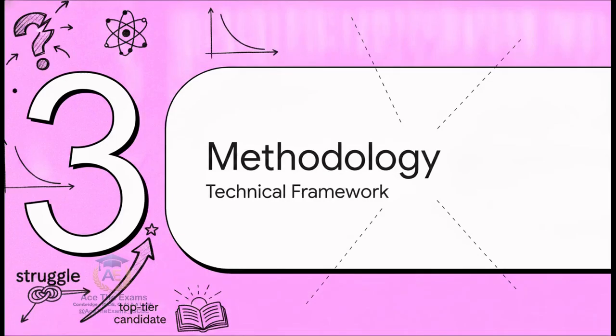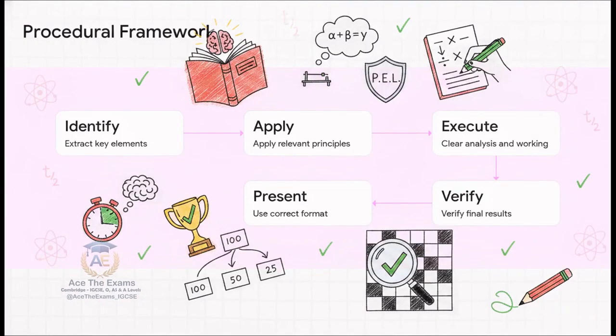Let's jump into Section 3, the technical methodology. Now we're going to discover exactly how to deconstruct those complex questions using what I call the method mark strategy. This is your physics success blueprint. It's a standardized 5-step sequence that guarantees you capture those process marks that examiners are desperately looking for.